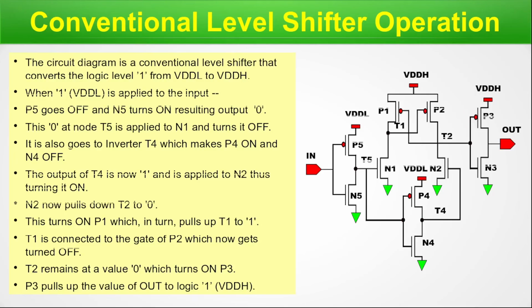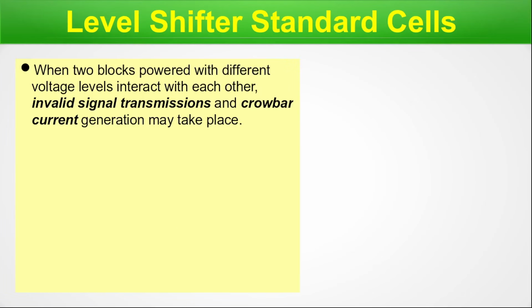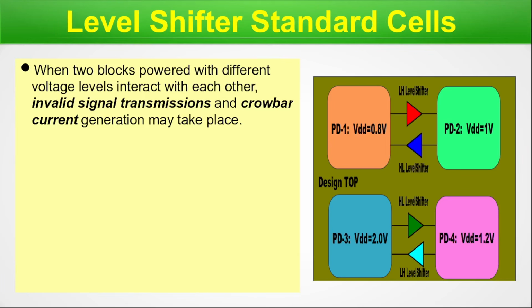So here we have gone through the operation of a conventional level shifter circuit, and we will move to the next slide. Level shifter standard cells. When two blocks powered with different voltage levels interact with each other, invalid signal transmission and crowbar current generation may take place. And here is our picture where we have different power domains, and we can see here, let me bring my mouse, here LH level shifter, here HL level shifter. So how does this abbreviation come?